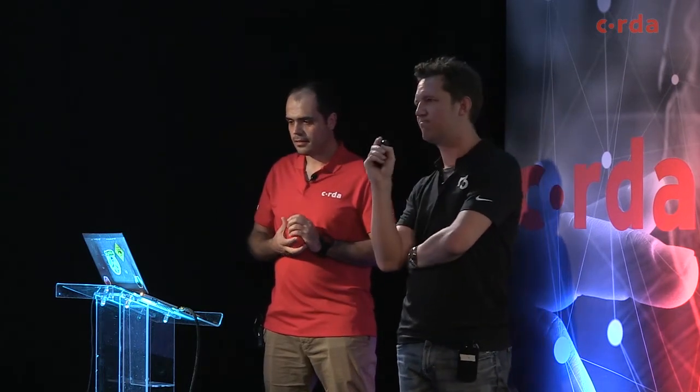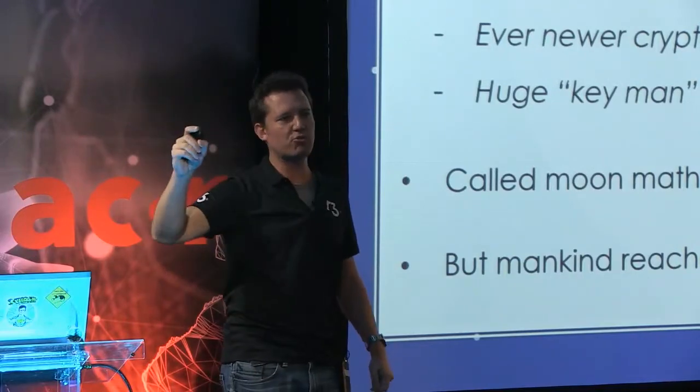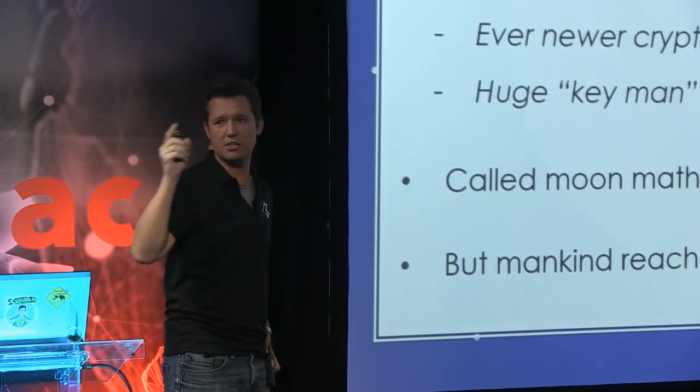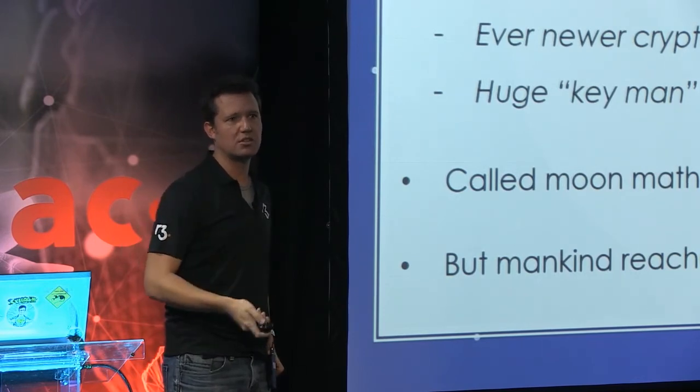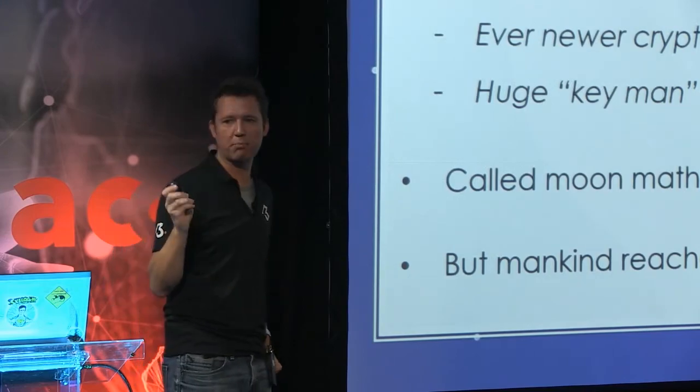Now, I sound down on this, but I'm kind of not. Mankind did reach the moon in the end, right? It took a lot of work, but we put a man on the moon. And this is really hard. It is Moon Math, but we will get there in the end. Humanity did that, and we will succeed at this too. But the question is when, and how many people will get blown up along the way?